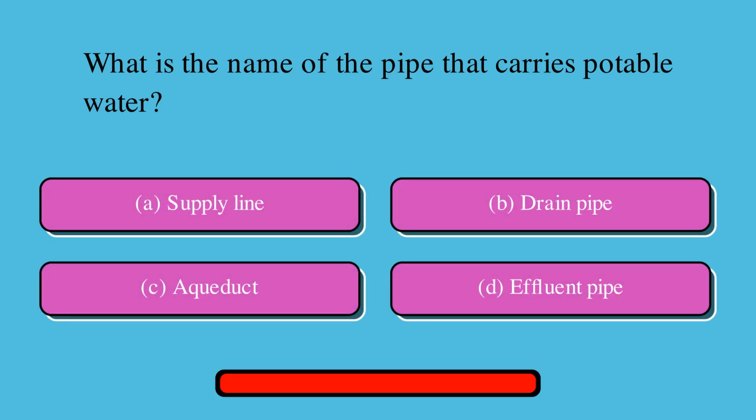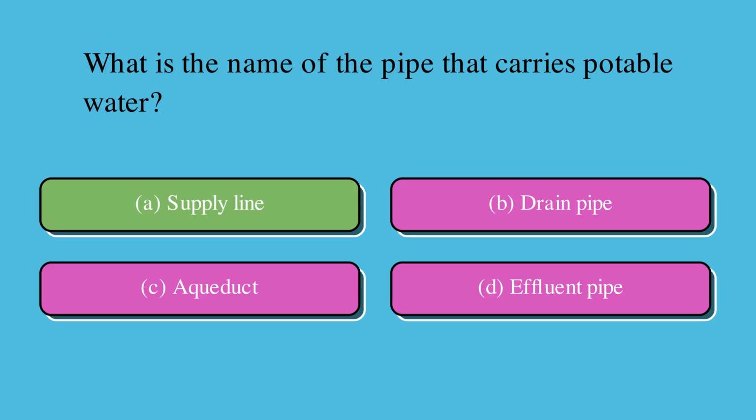Which of the following options is the name of the pipe that carries potable water? A, supply line, or B, drain pipe, or C, aqueduct, or D, effluent pipe? The correct answer is A, supply line.